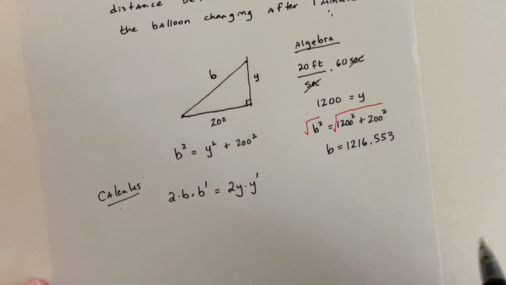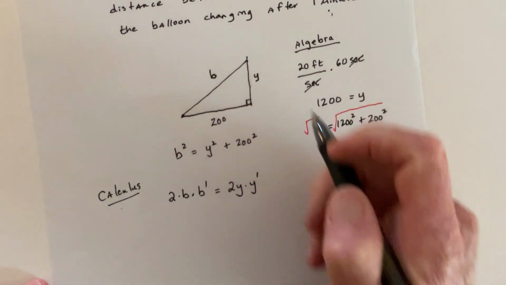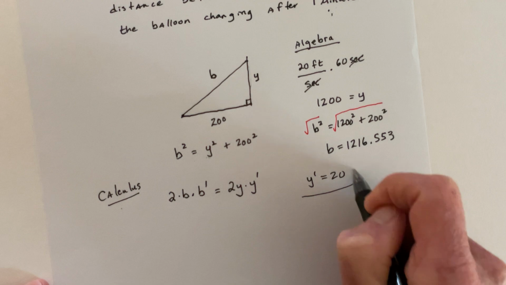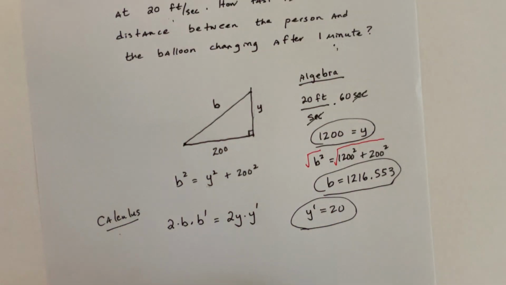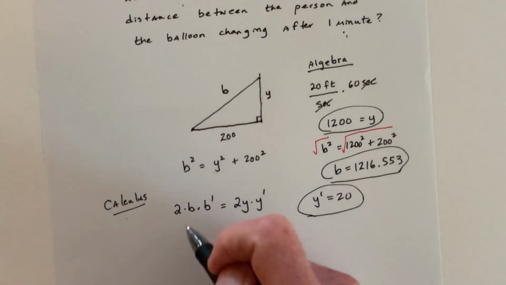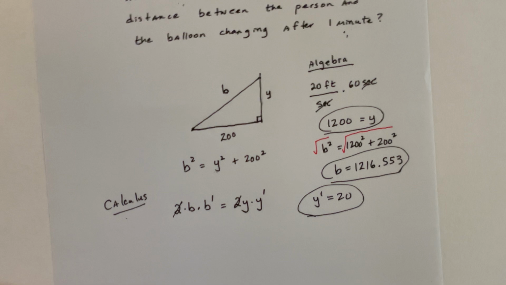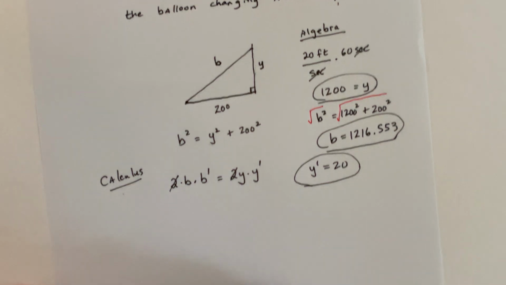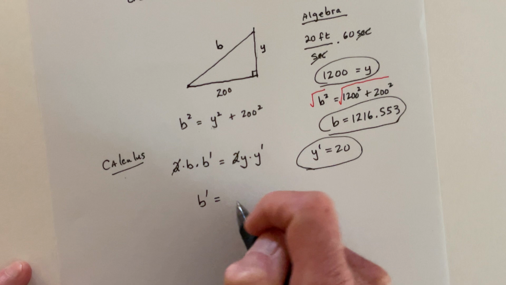So now I need to plug in all the information we have. So the given information is that the balloon is going up at 20 feet per second, so y prime equals 20. So I can plug in the y prime, I can plug in the b, and I can plug in the y. Oh, I could also divide both sides by 2 and just have these 2's cancel. That would make it a little bit simpler. And then if I'm solving for b prime, how fast is the distance between them changing? I just need to divide both sides by b. So let me just do that before I plug in the numbers.